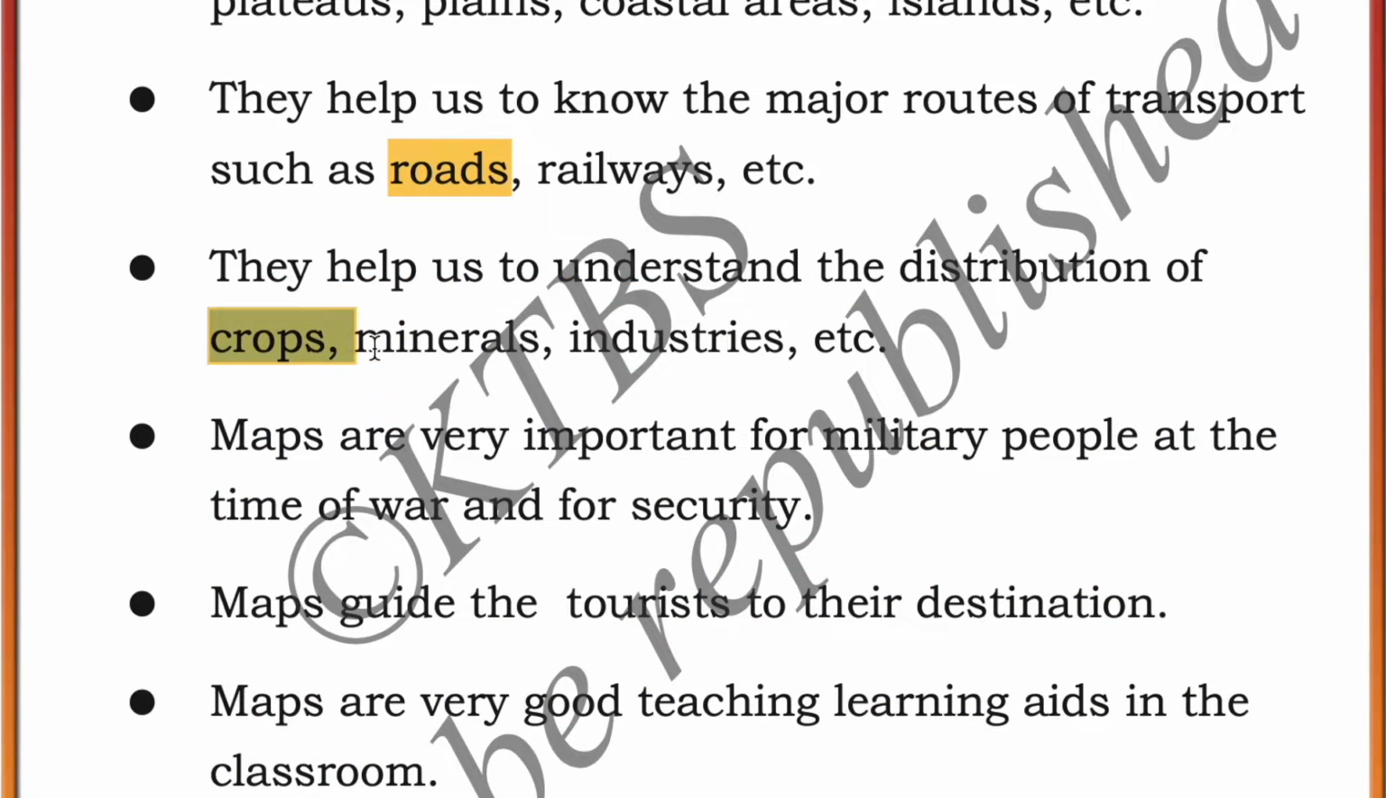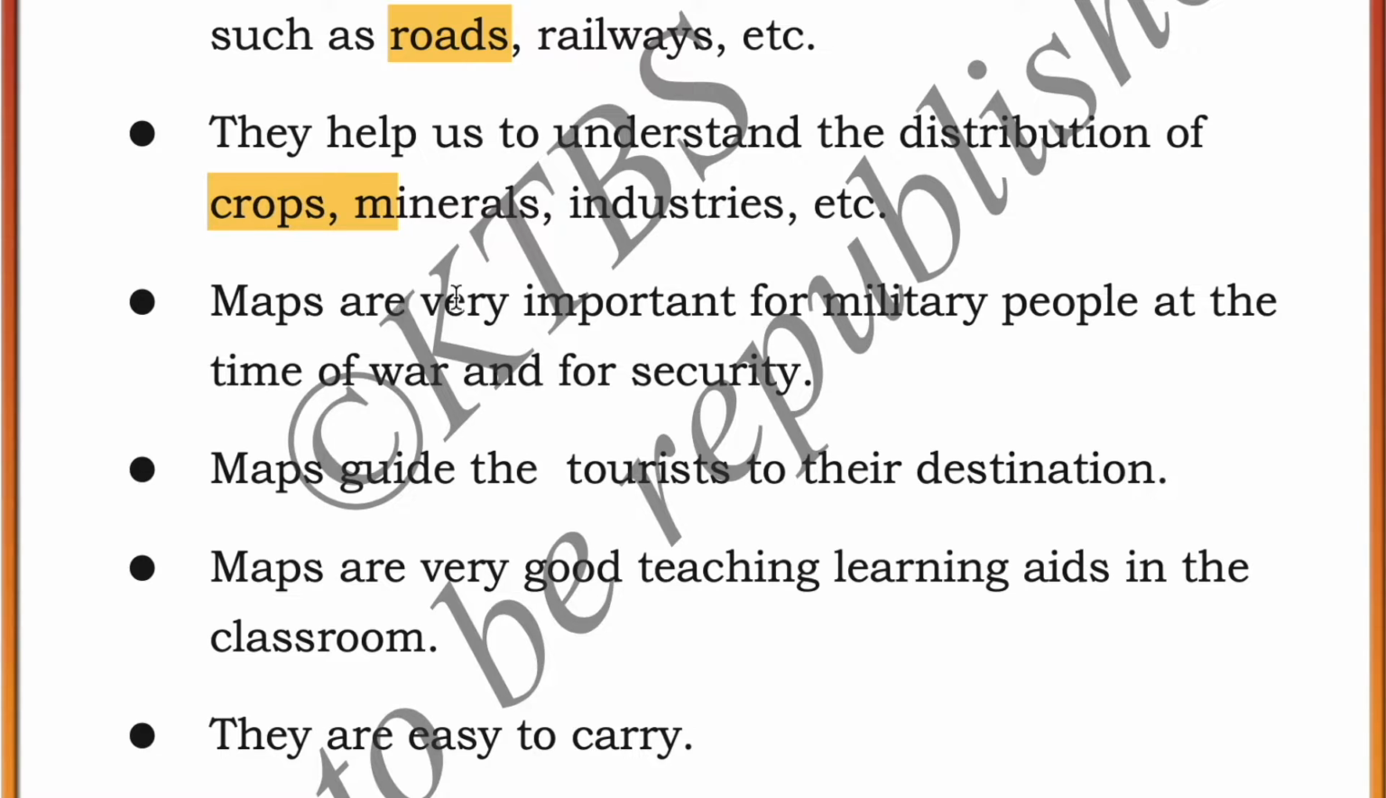Here they're talking about distribution maps. Maps are very important for military people at the time of war and for security. Whenever you need a tactical advantage, you need to know very well where you are and the surroundings. So, maps are very important for military purposes. In addition, maps guide tourists to their destination. This is not limited to tourists. Maps guide anybody that is searching for a destination to the appropriate place.